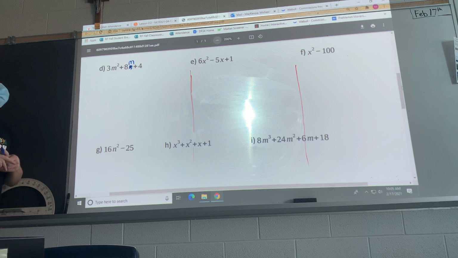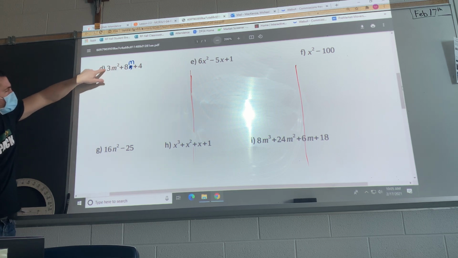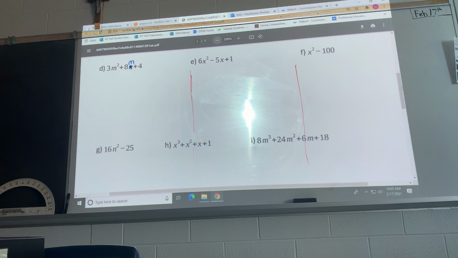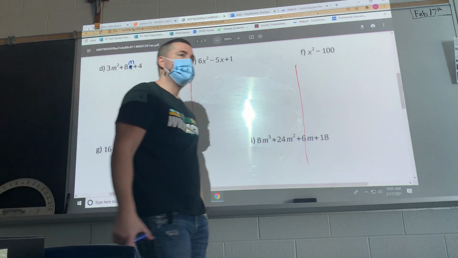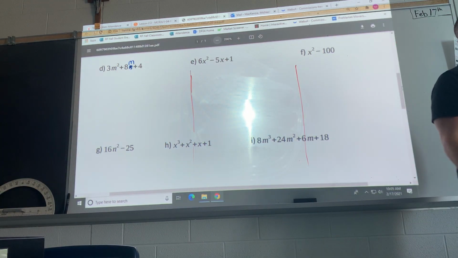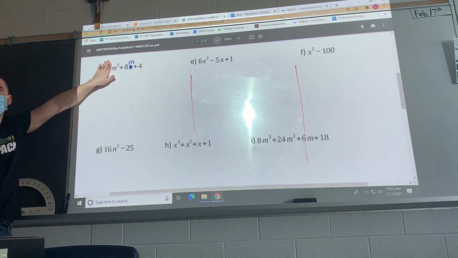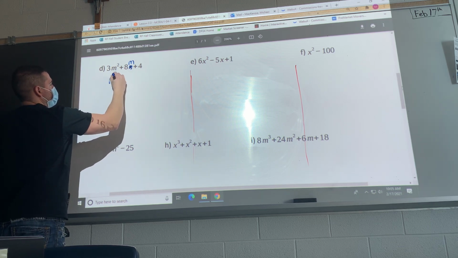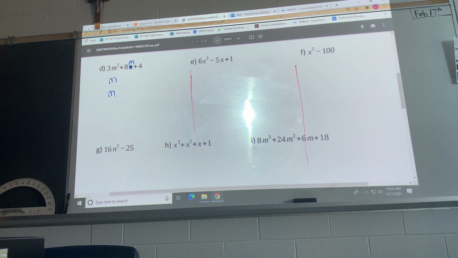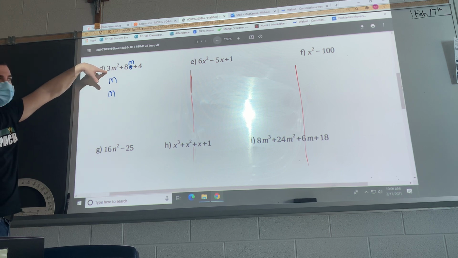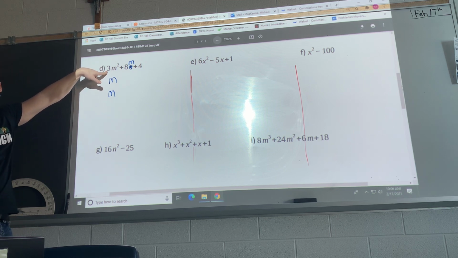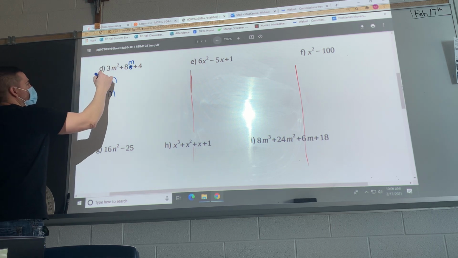So we're going to break down 3m squared. How could we break that down? Well, let's break down the m squared first. So m squared breaks down into m and m. And then we're also breaking down the 3, which is 1 and 3, right? We just did 1 and 3. Or 3 and 1.